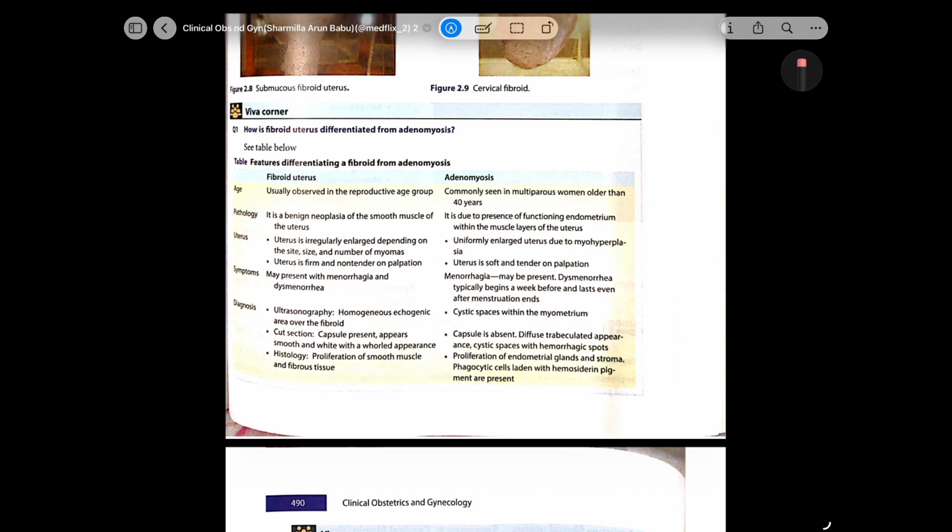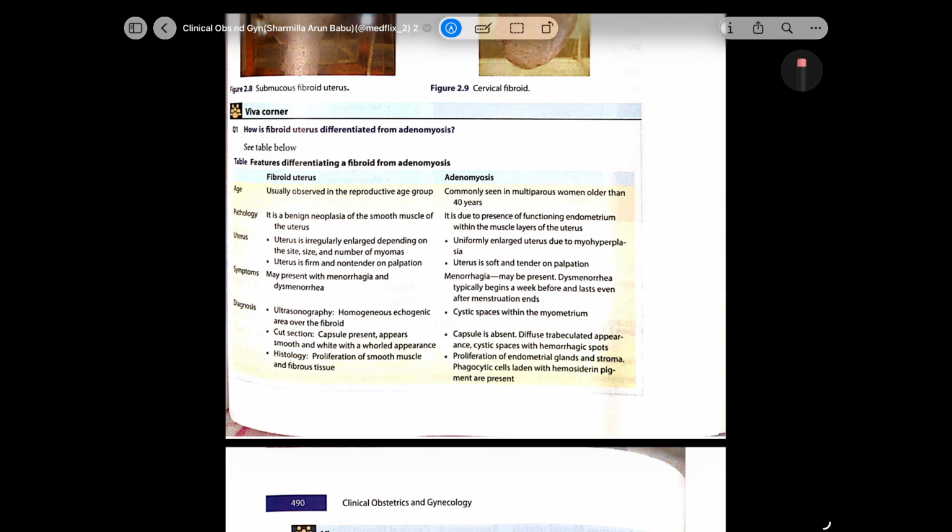Uterus in fibroid is irregularly enlarged depending on the site, size, and number of myomas. Uterus is firm and non-tender on palpation. But in adenomyosis, the uterus is uniformly enlarged due to myohyperplasia, and it is soft and tender on palpation. Symptoms in fibroid may present with menorrhagia and dysmenorrhea. In adenomyosis, menorrhagia may be present. Dysmenorrhea typically begins a week before and lasts even after menstruation ends.